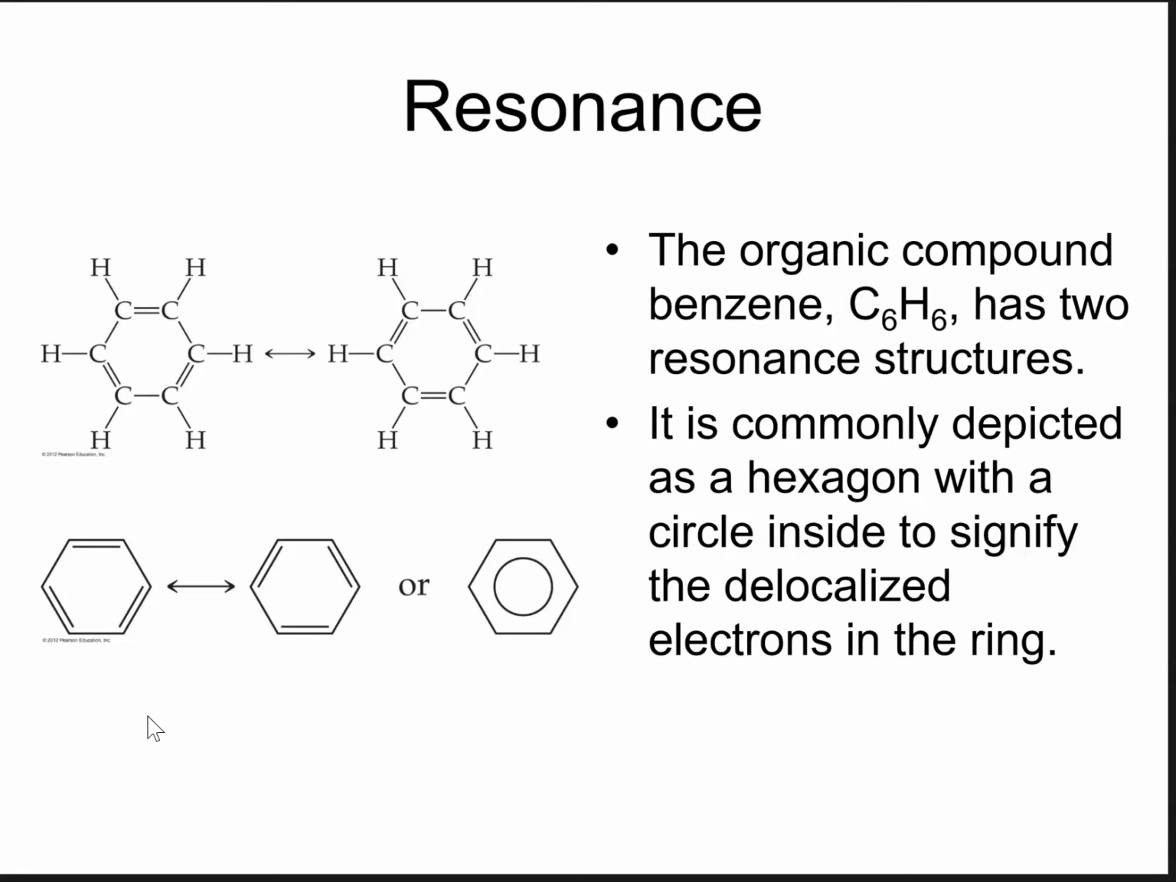Now, if you're worried about where the hydrogens went on that bottom set of Lewis structures, this is part of an organic notation which is beyond the scope of this class. But what you should take home from this slide is that the double bond is free to move around all the carbon atoms, resulting in a delocalized structure.